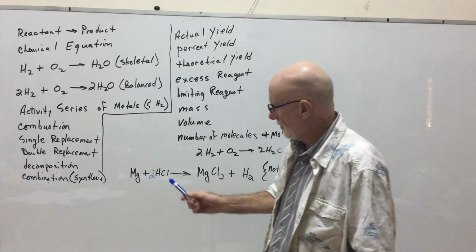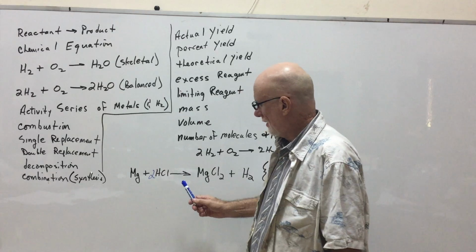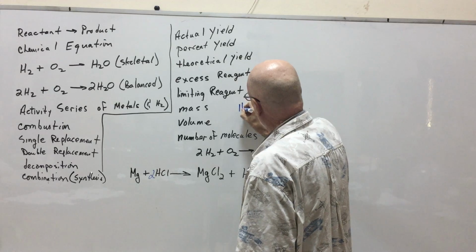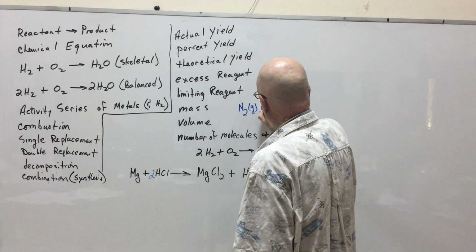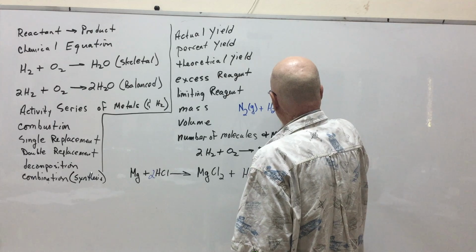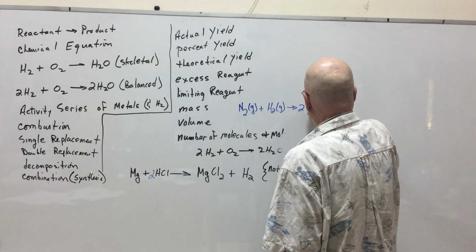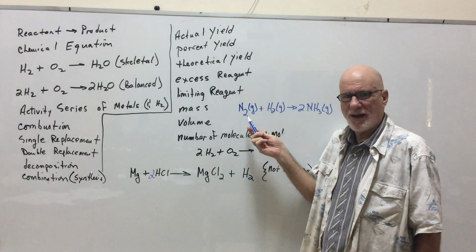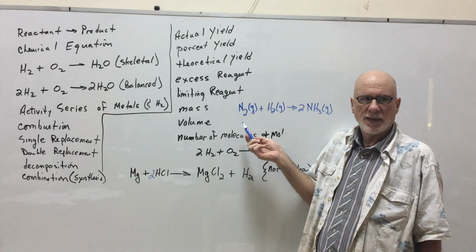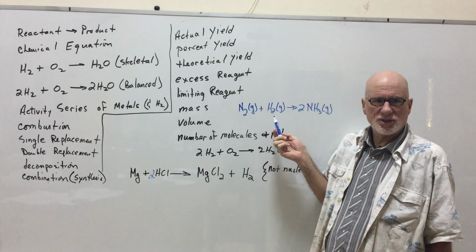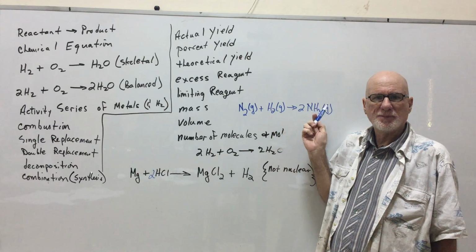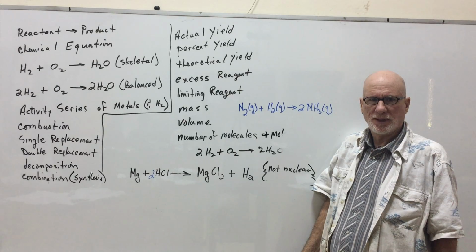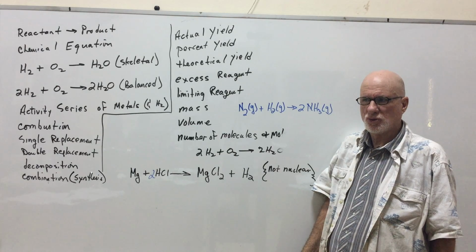If I'm given a certain volume at STP, let's say I have nitrogen plus hydrogen yields ammonia. And I'm given a certain volume of this gas. Yes? What volume of that gas do I need? And what volume of gas will I produce? That's a volume problem. Clear? It's all based on the number of moles.